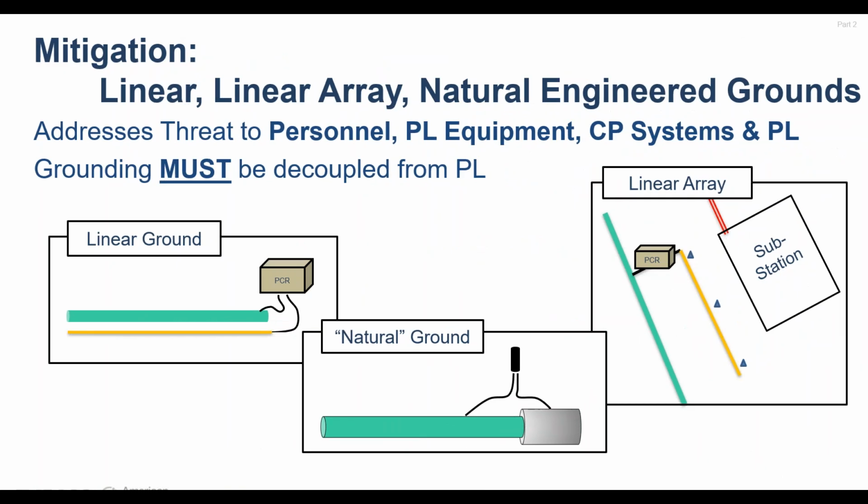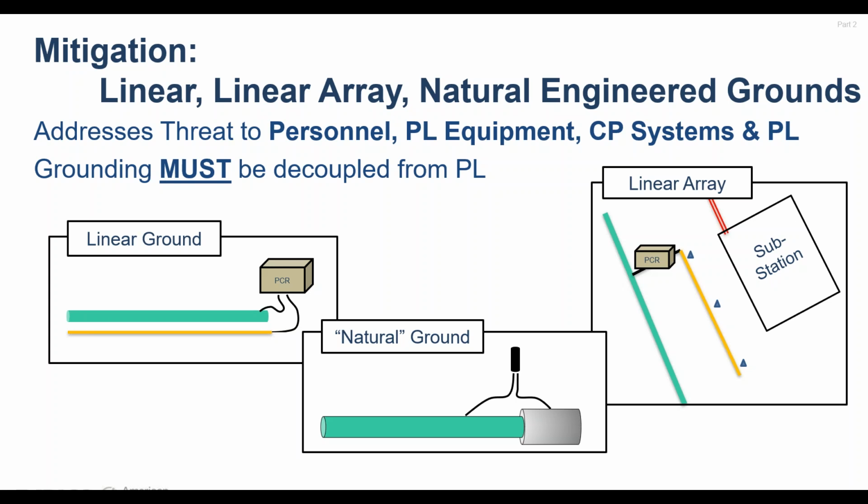What are some other engineered grounding systems or other engineered grounds that we might use? Well, you can see there on the far left a linear ground, which is exactly what the name implies. It's a grounding system that parallels the pipeline. Again, decoupling that linear ground from the pipeline. On linear grounds, you'll typically see those decouplers installed every 1,000 feet. So understand what that looks like out on the right-of-way is every 1,000 feet, you're going to have an above ground appurtenance where you decouple that linear grounding system from your pipeline.